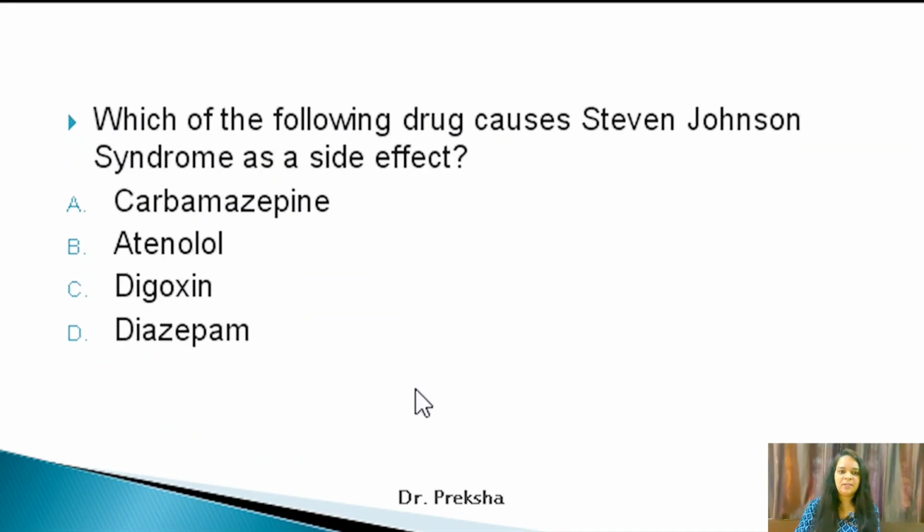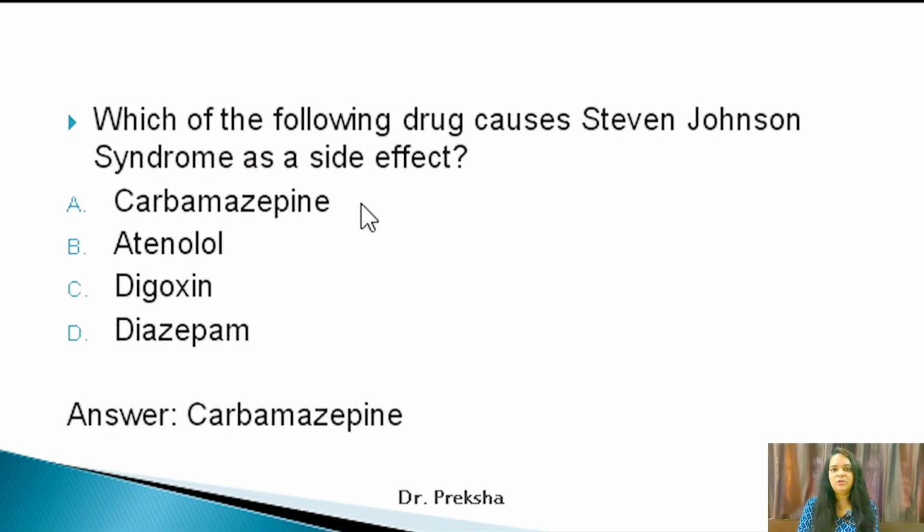Now next, which of the following drugs causes Stevens-Johnson syndrome as a side effect? Carbamazepine, yes, that is the correct answer. Atenolol is a beta blocker that does not result in this type of side effect. Digoxin also does not cause this side effect. Diazepam is a benzodiazepine that also does not result in Stevens-Johnson syndrome. So the correct option here is carbamazepine.